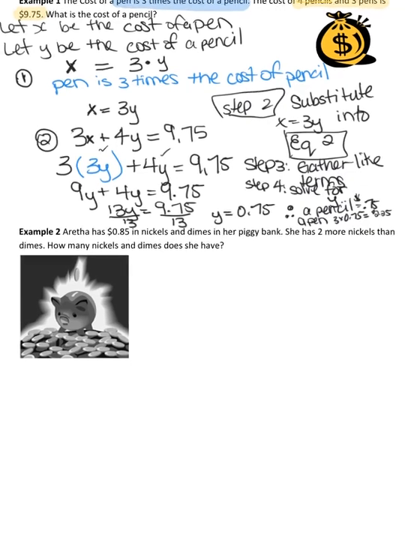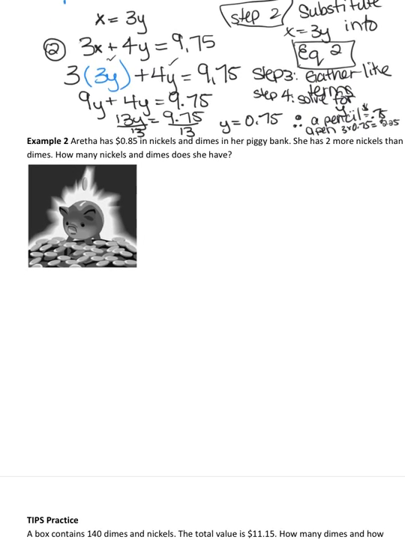All right, so now let's look at the second example, and it says, Aretha has 85 cents in nickels and dimes in her piggy bank. She has 2 more nickels than dimes. How many nickels and dimes does she have? So this question is essentially the same as the first question. We're going to start by making 2 separate equations.